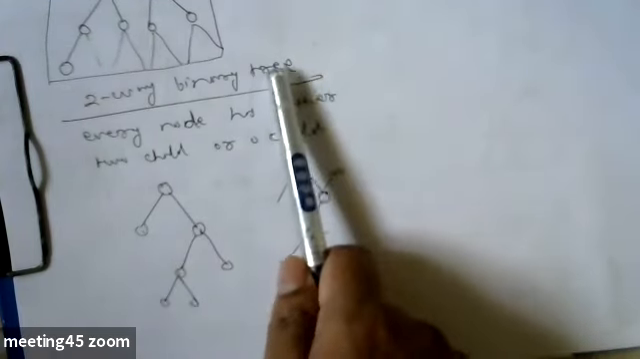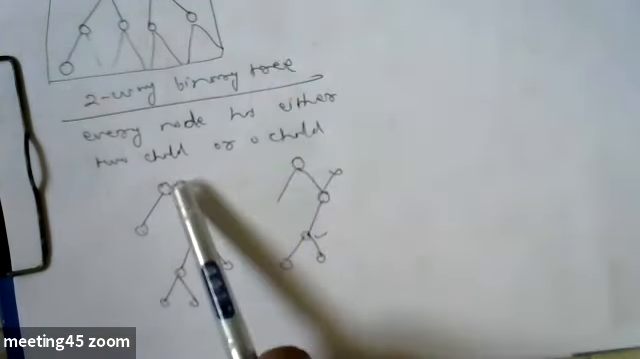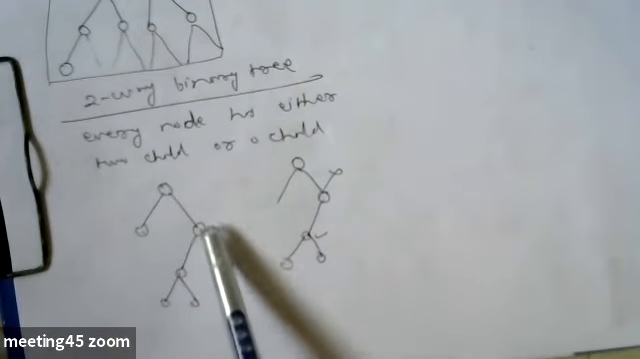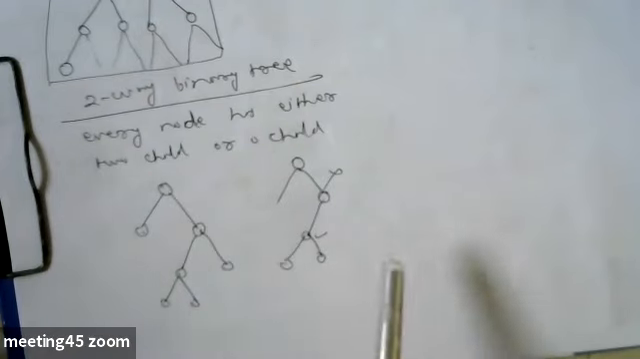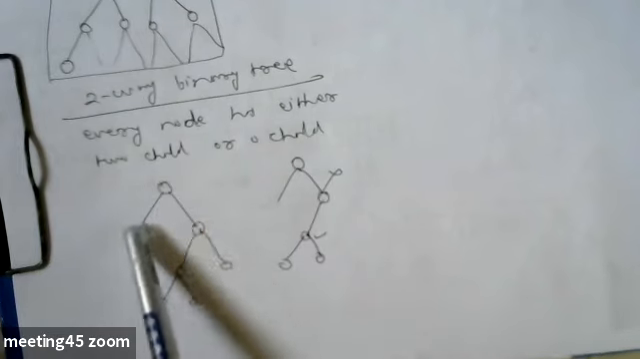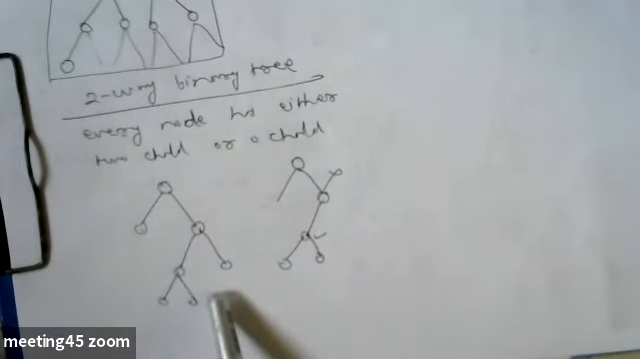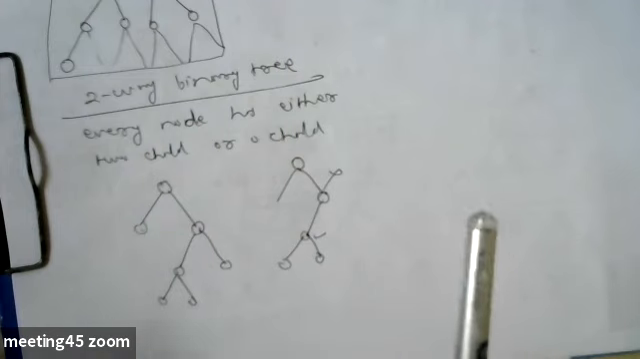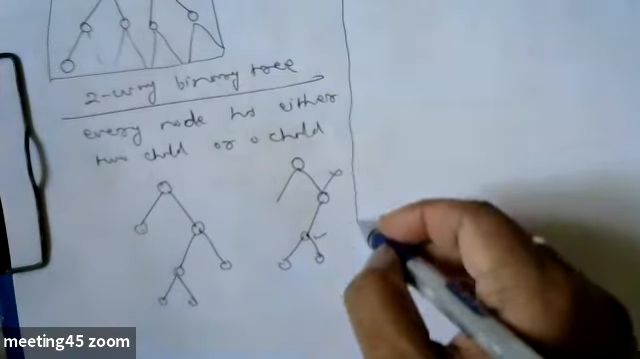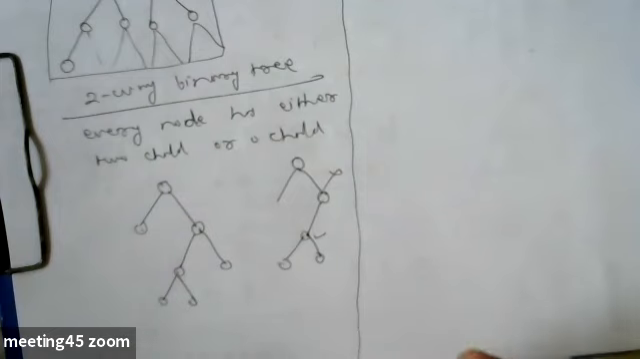The two-way binary tree is a binary tree where every node must have either two children or zero children. So this will be two children, this will be two children, this will be two children. In this manner, this will get created. So this is the overall picture of the different types of binary trees and how to represent the binary tree using array and linked list.